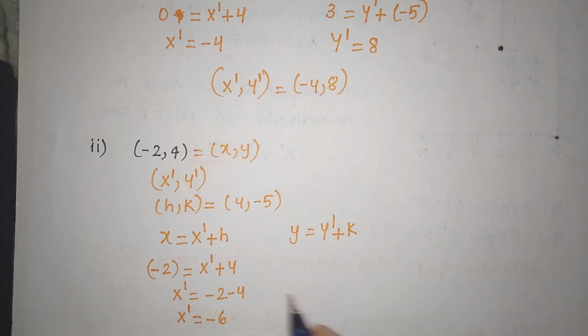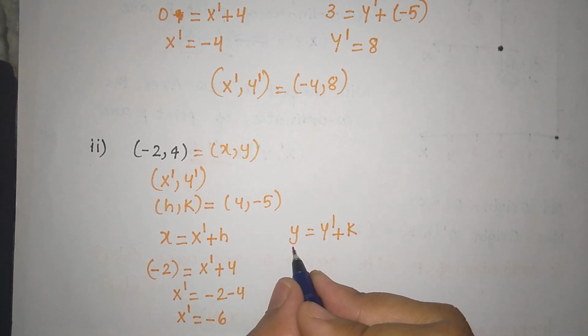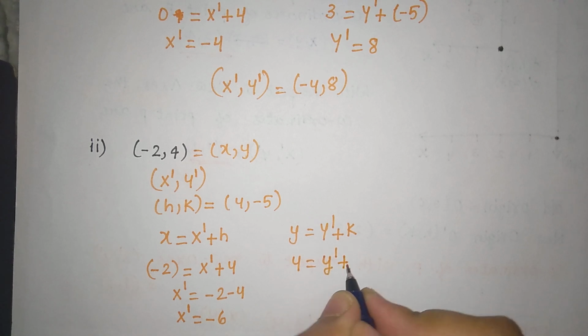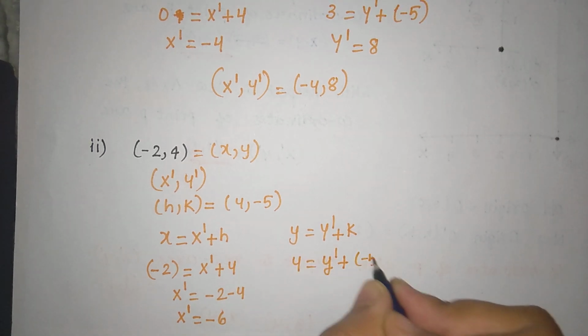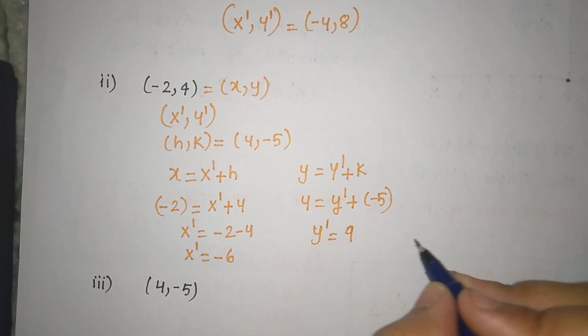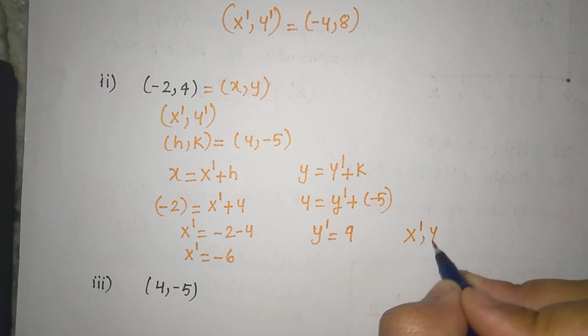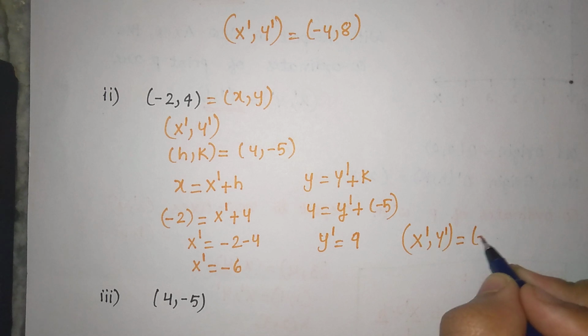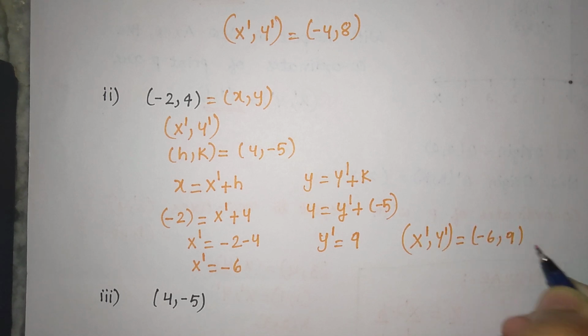So similarly you have to find this one also. y. What is y? 4. You have to find y dash. Plus what is k? Minus 5. Send minus 5 to this side. Then you will get y dash is equal to 9. So the coordinates of the point with respect to the new axis are minus 6 comma 9.